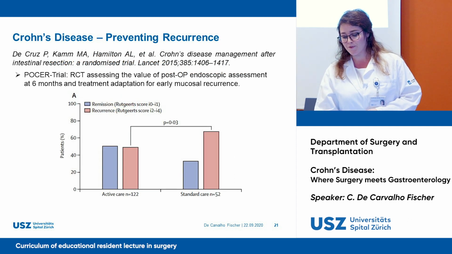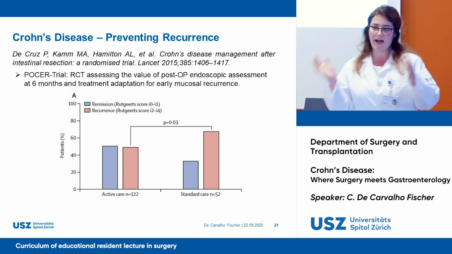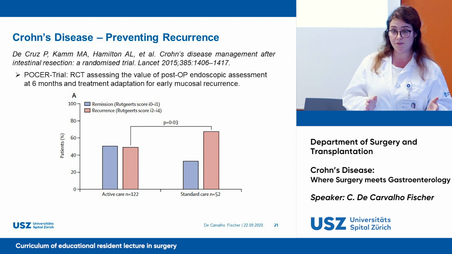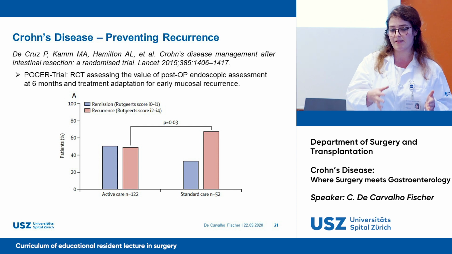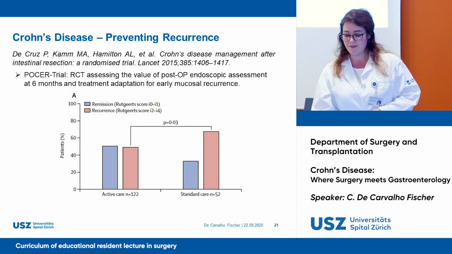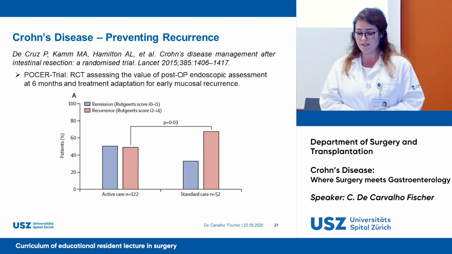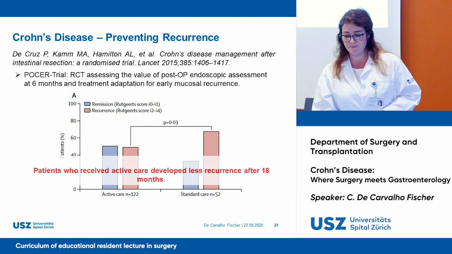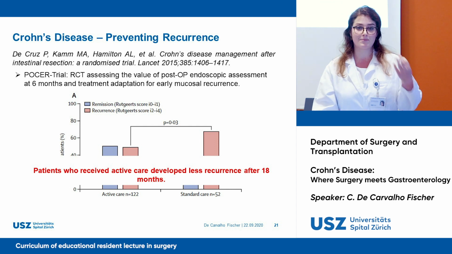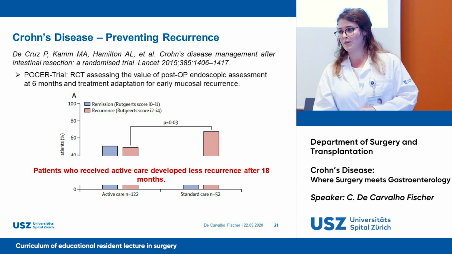And now De Cruz carried out the POCER trial. The POCER trial was a randomized controlled trial that compared patients who had an endoscopy at 6 months after a surgery and then had their treatment adapted based on the results to those who only had an endoscopy based on clinical suspicion of recurrence. And they found that active care, so an endoscopy at 6 months and treatment adaptation, was better than standard care. So patients developed less recurrence, and we learned from that that patients should have an endoscopy 6 to 12 months after the surgery.